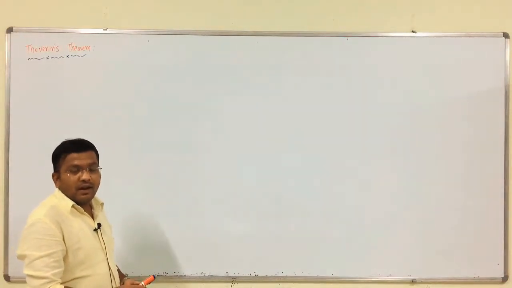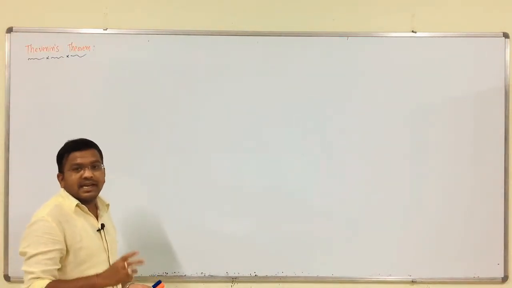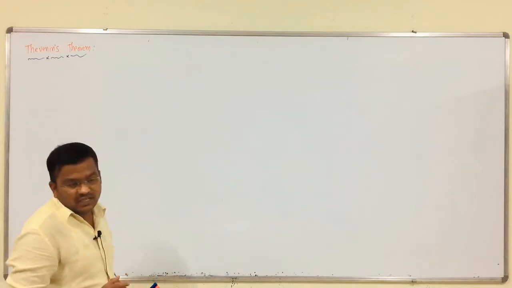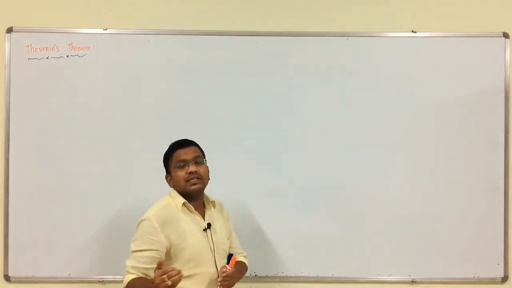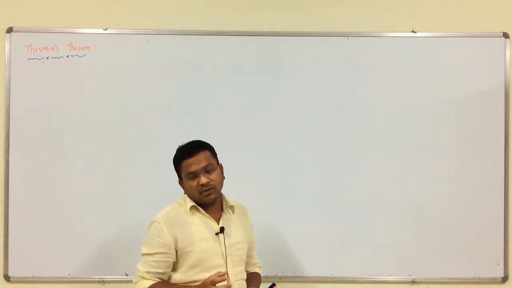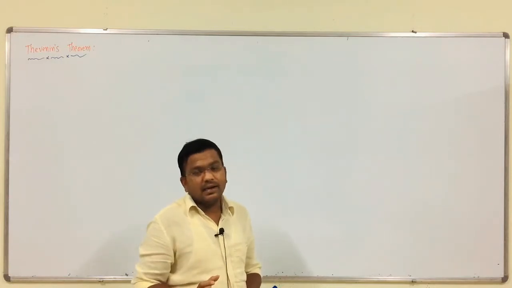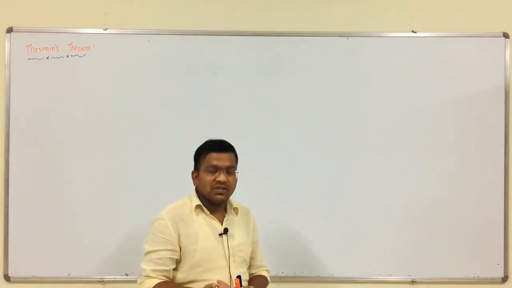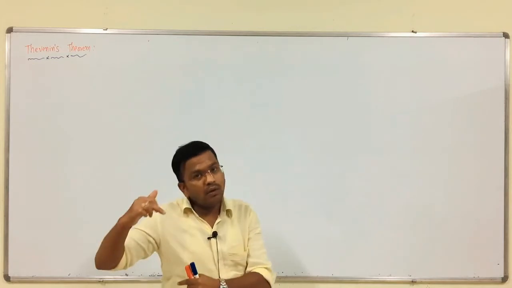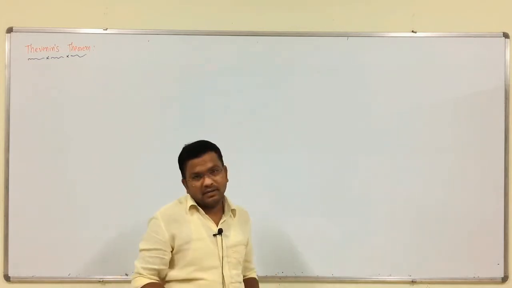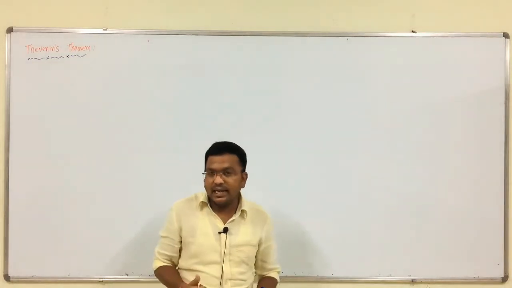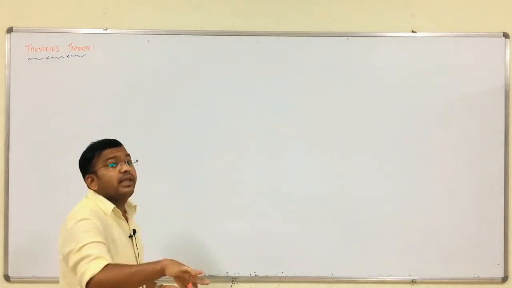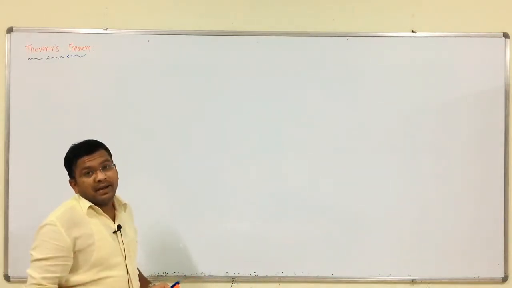Hello everyone. Now we have to discuss the second case of Thevenin's theorem. What is the first case? The circuit which is having only independent sources. For that we have calculated Thevenin's voltage and Thevenin's resistance. Finally, if we have a load, we have to calculate the load current. That is over. So, now the second case is the circuit is having both independent and dependent sources.